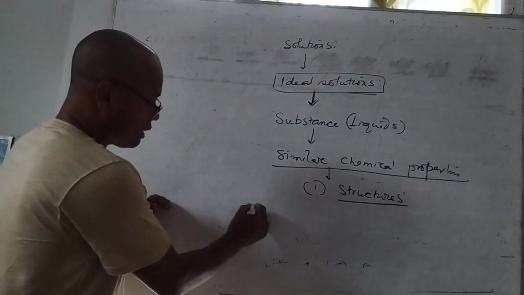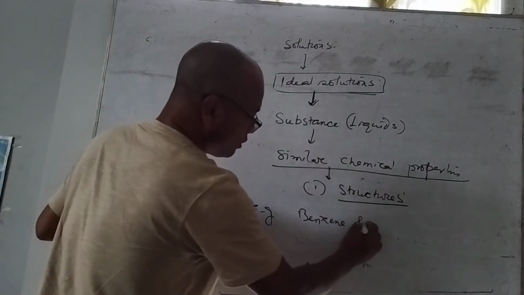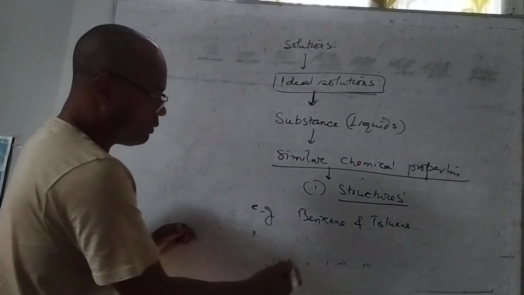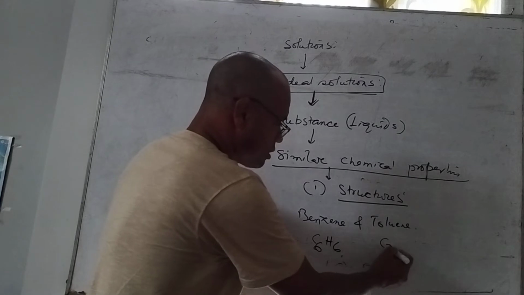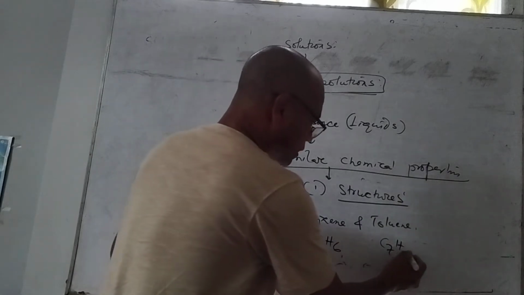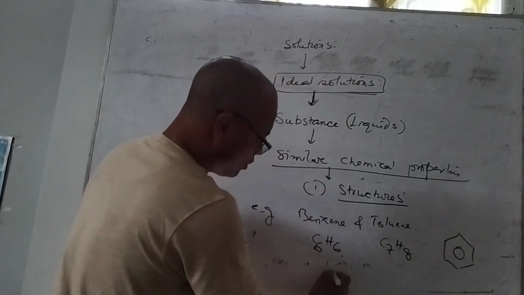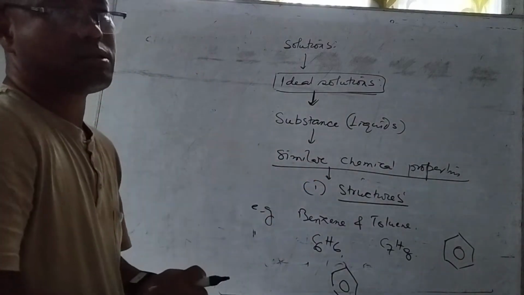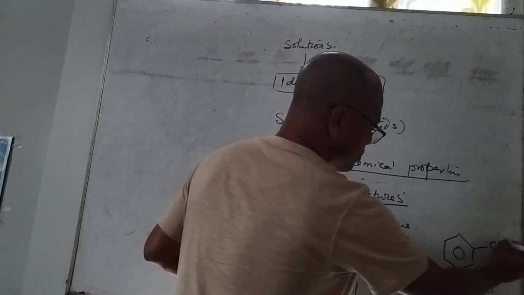For example, here I write a mixture of benzene and toluene. You know toluene? What is the molecular formula of benzene? C6H6. What is toluene? I think C7, and H: 5, 6, 7, 8. Let me confirm the toluene structure. We draw the benzene ring here, and this is also a benzene ring. Structurally it is quite similar. The only difference is that in toluene one of the hydrogens is replaced by CH3.